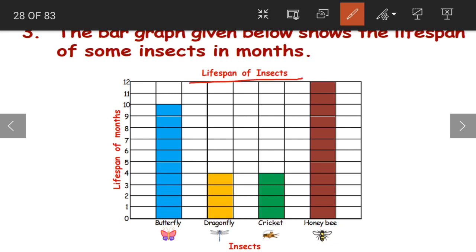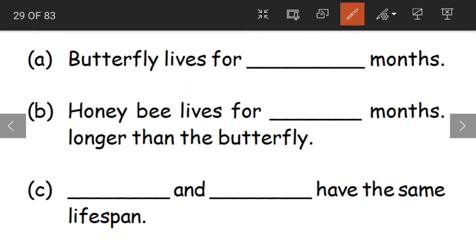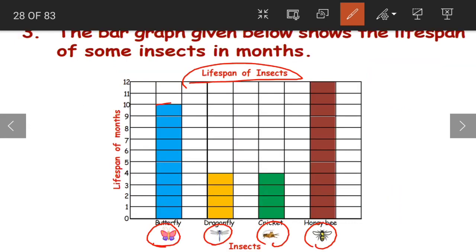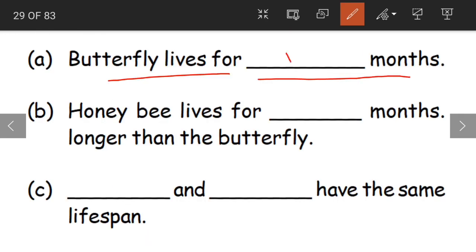What is this? It tells us the lifespan of insects. That means for how many months insects like butterfly, dragonfly, cricket and honeybee live. Now butterfly lives for dash months. Let us look at butterfly here. Butterfly stops here. If you look at the number of months, what is it? It is 10. So a butterfly lives for 10 months.